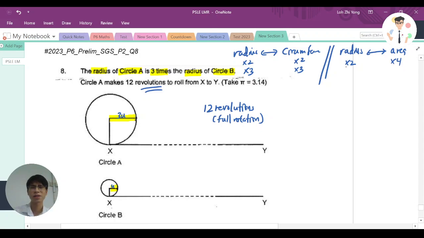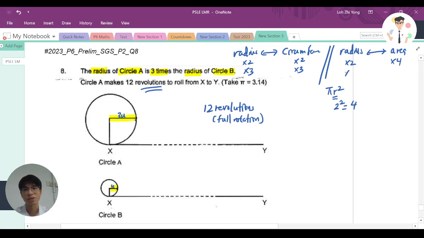Okay, you might ask, hey, why are radius and circumference the same, but radius and area are different? It's because, for the area, the formula is pi r squared. So if the radius is times 2, 2 squared is actually equal to 4.